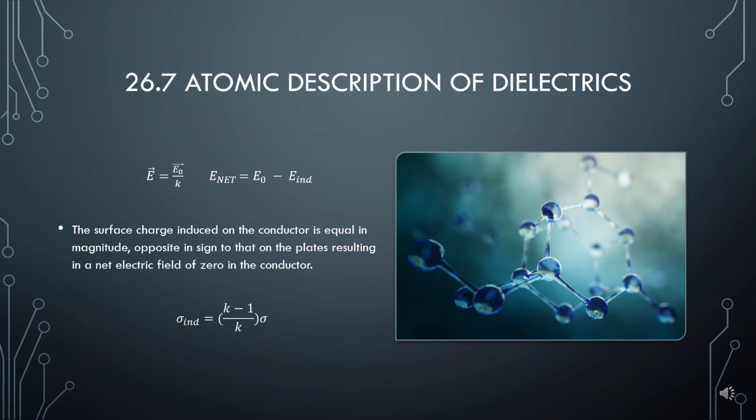An atomic description of dielectrics. With the presence of a dielectric, the electric field can be defined as E naught over K. Net electric field can be defined as E naught minus the induced electric field. A dielectric can be polarized by an external field regardless of whether the molecules in the dielectric are polar or nonpolar. The equation that shows that the charge density induced on the dielectric is less than the charge density on the plate is: sigma induced is equal to K minus 1 over K multiplied by sigma. The surface charge induced on the conductor is equal in magnitude but opposite in sign to that on the plates, resulting in a net electric field of 0 in the conductor.